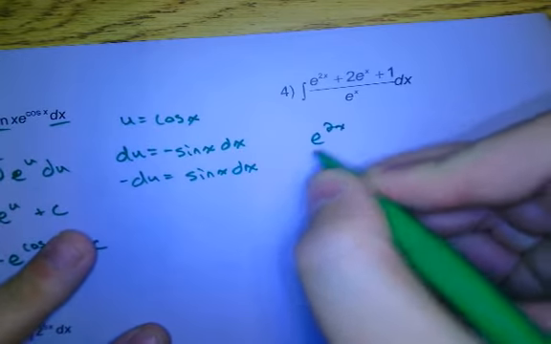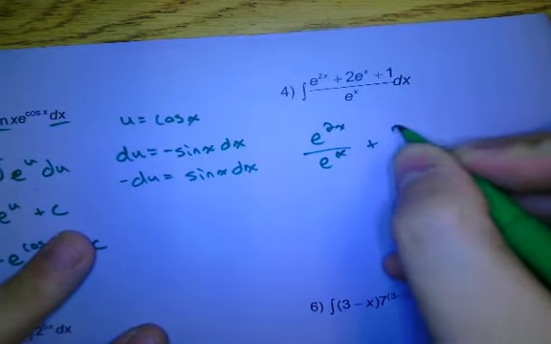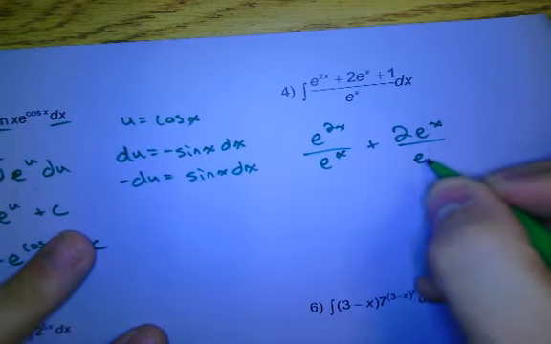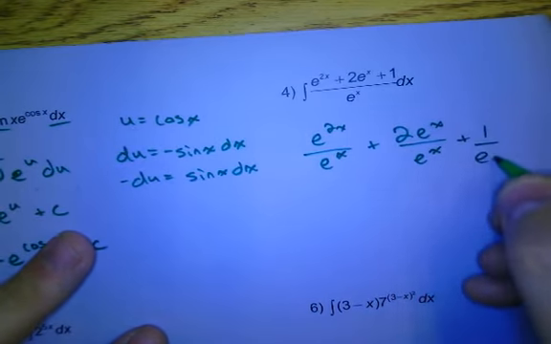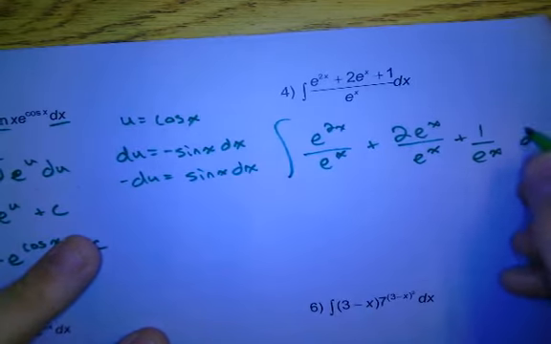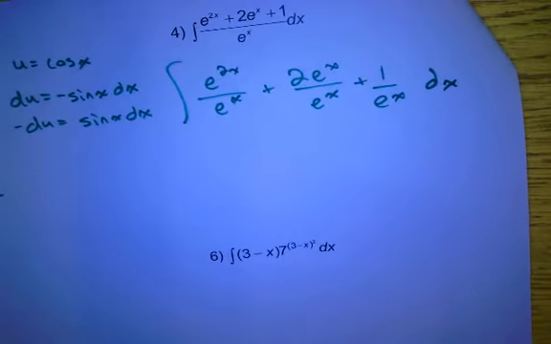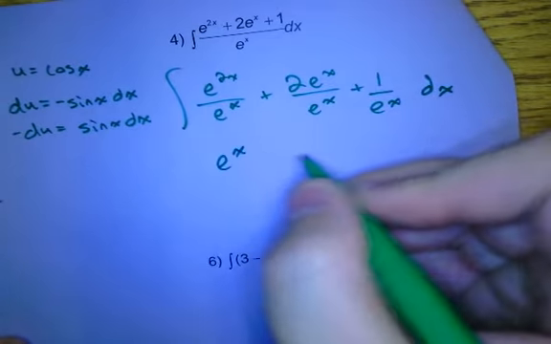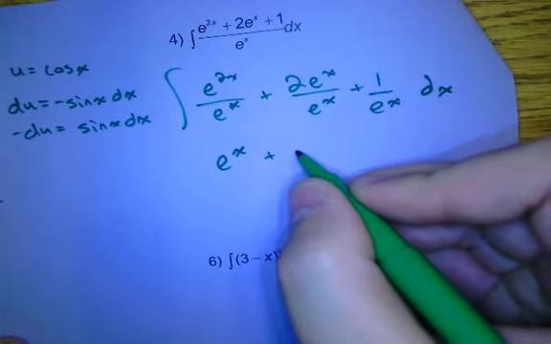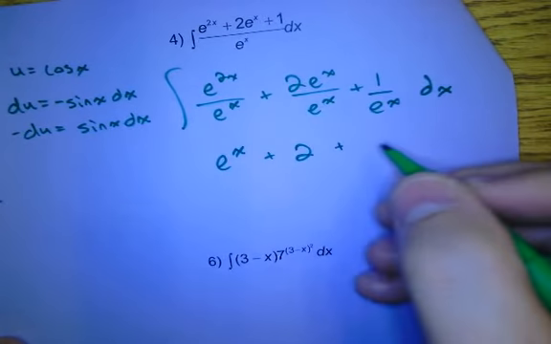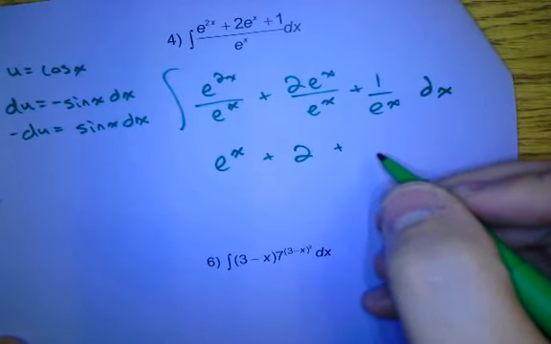Okay, so I have 3 terms. What's the first term become? e to the x. Boom! Second term. Boom! Third term. If it's 1 over e to the x, you're going to get lost.